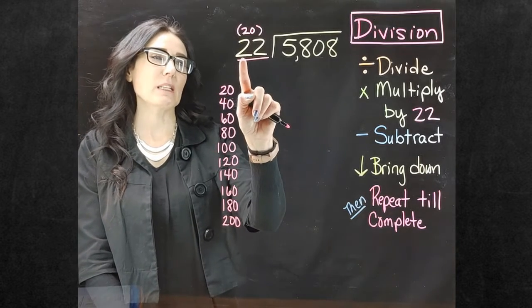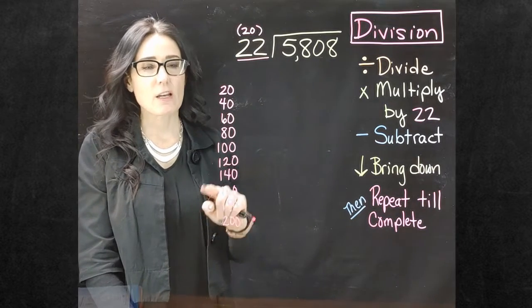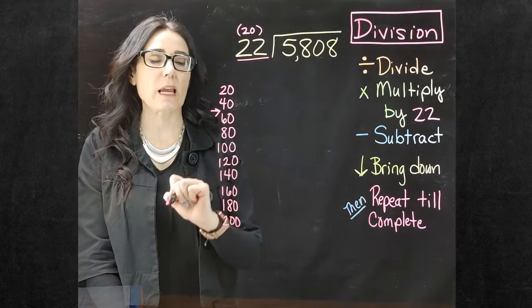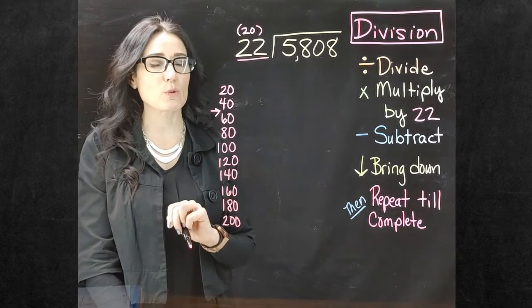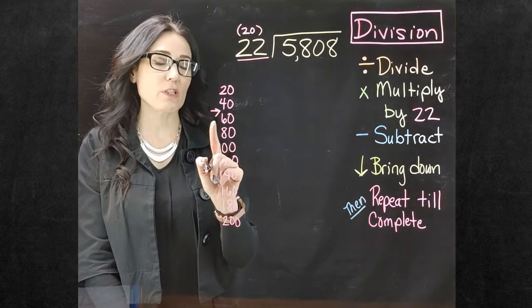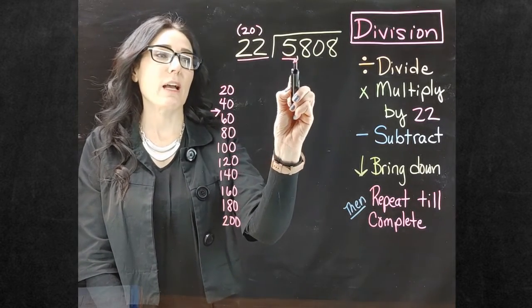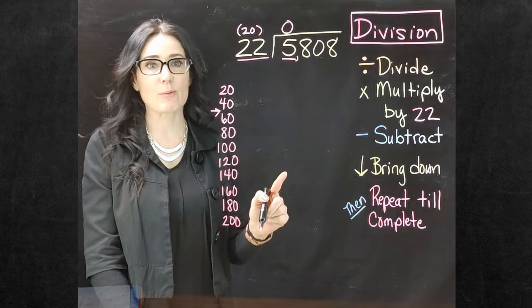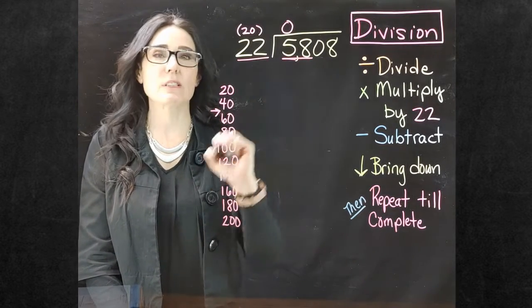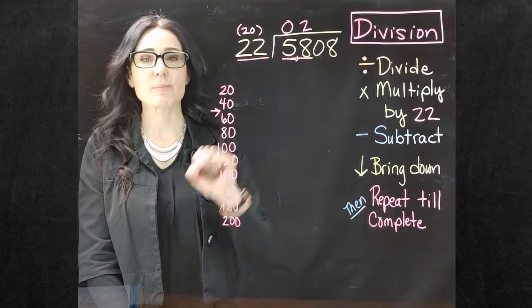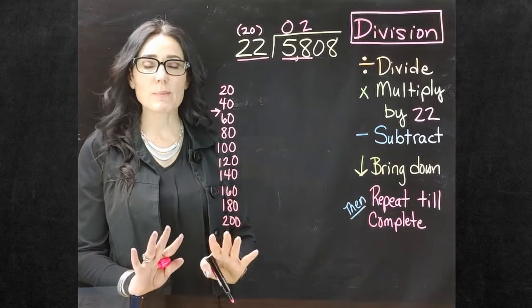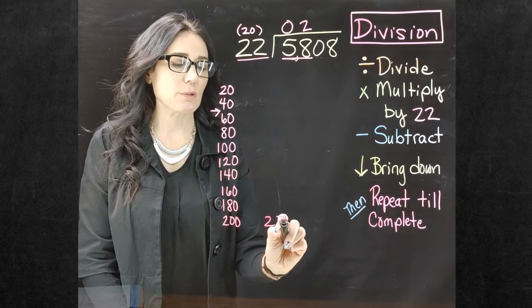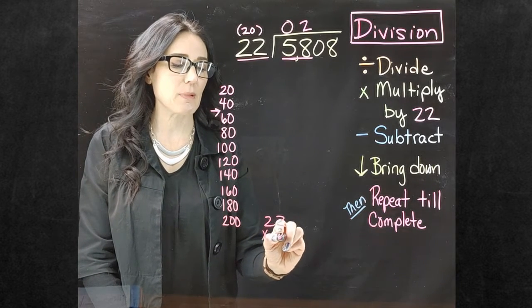So I'm trying to think of how many times 22 goes into 58. 58 comes in between 40 and 60, so I think it's only going to go twice. But before we do that, does 22 go into 5? No, so right off the bat, we're going to put a 0 because 22 does not go into 5. So we're going to say 22 goes into 58 2 times. Then I'm going to do some math, and I want to keep this math because I might need it again later, so don't erase it. Let's do 22 times 2.